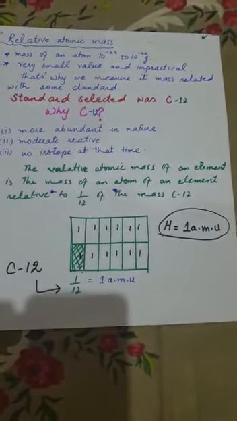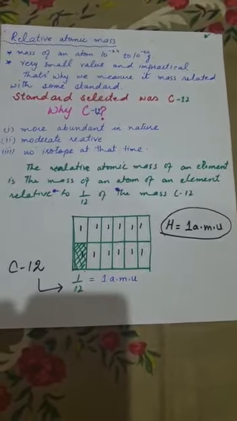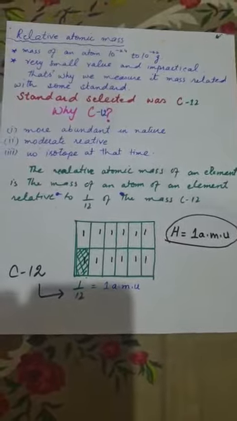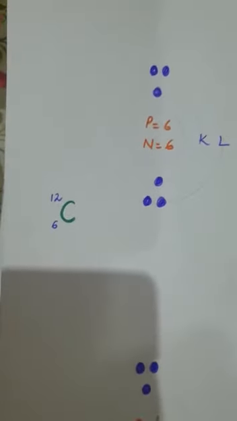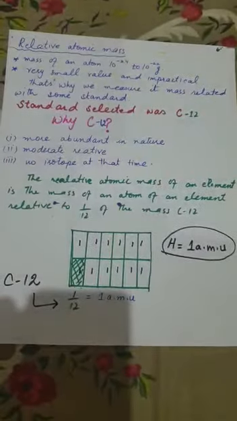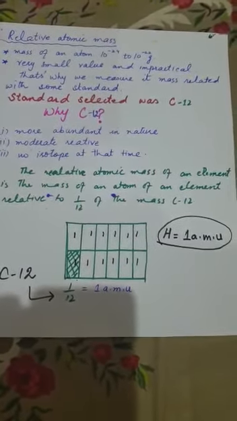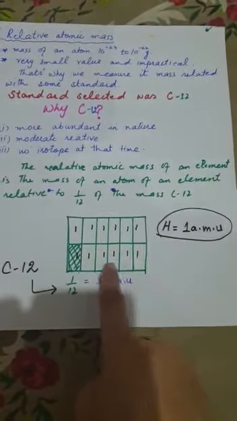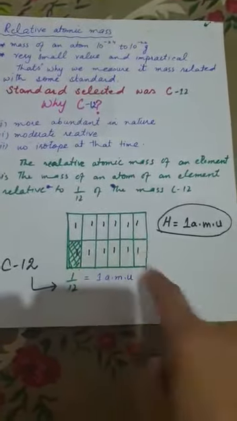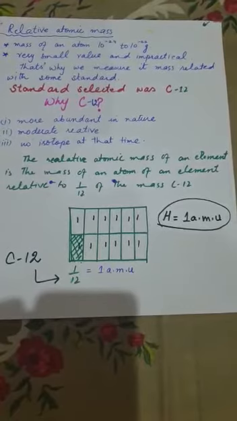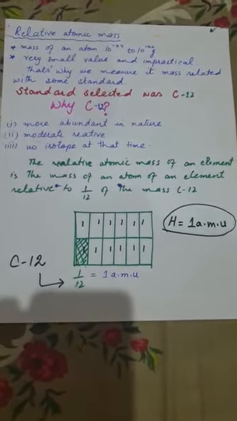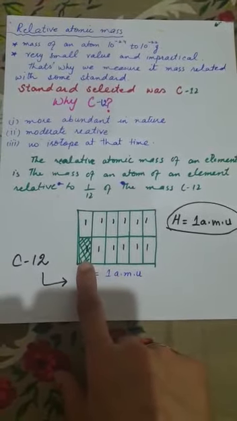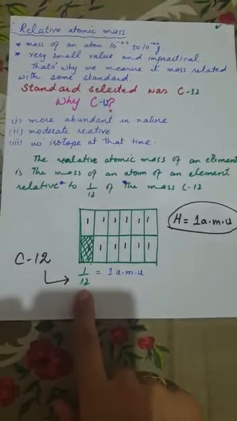Now what is relative atomic mass? The relative atomic mass of an element is the mass of an atom of an element relative to 1/12 of the mass of carbon 12. So this is our standard. Standard means that we compare all the atomic masses of atoms with carbon 12. This diagram represents the 12 units of carbon. If you count the number of blocks, they are 12. So this is the carbon 12 atomic mass. But for the relative atomic mass, we take a part of that 12, so we use the 1/12 part.